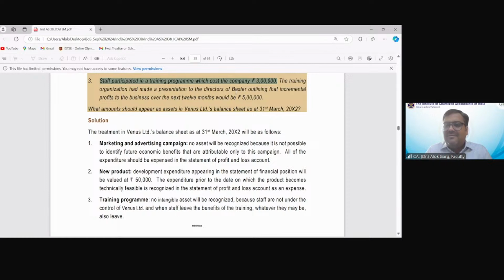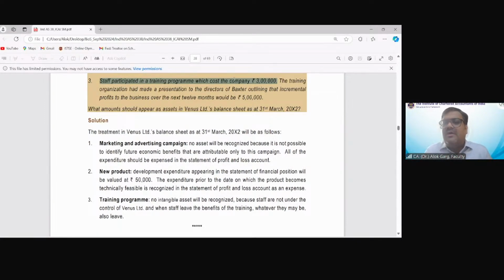Yes. What kind of alarm? क्या होना चाहिए ट्रेनिंग कॉस्ट का? It can't be intangible asset. It can't be capitalized. It can't be intangible asset. Training cost is an expense. It has to go to the P&L.